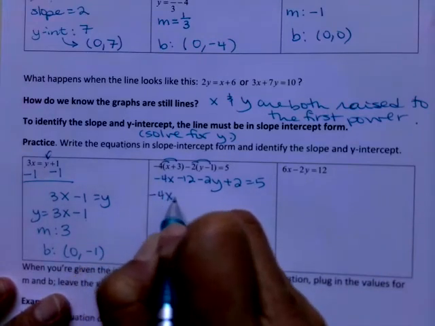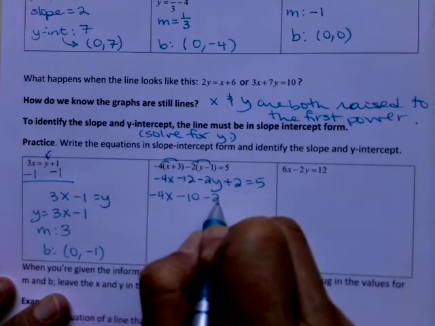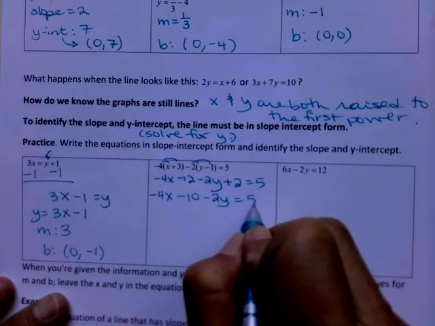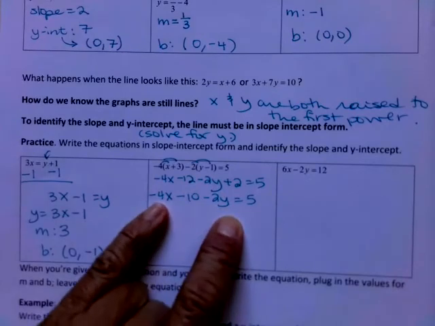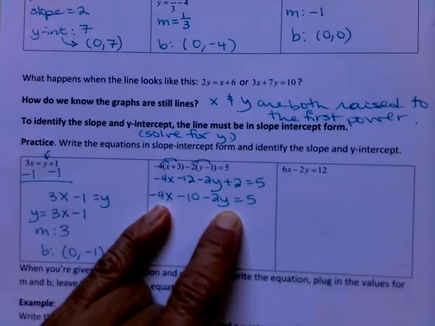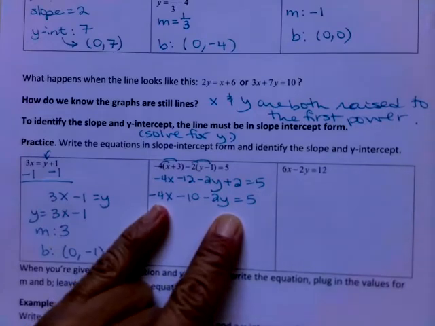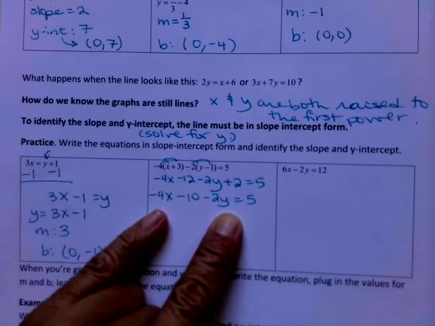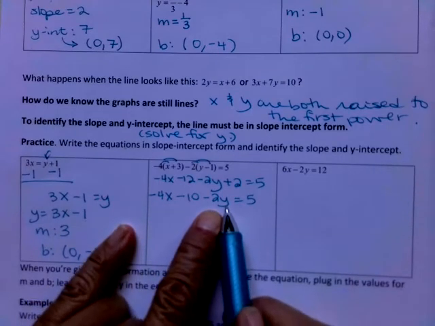So negative 4x minus 10 minus 2y equals 5. Okay, so I only have one x term and one y term, right? So that's pretty good. Now I want to have y equals. I really do not like dividing by negative signs, so I'm kind of thinking a couple of steps ahead. So here's the y that I need to solve for.